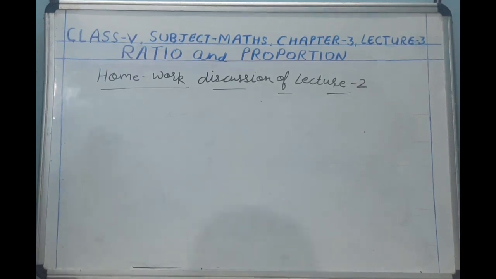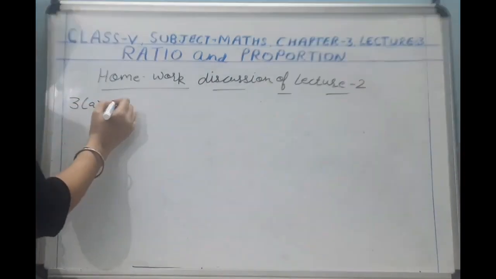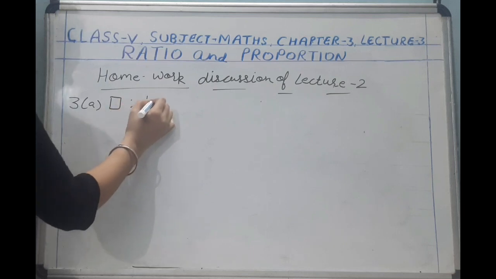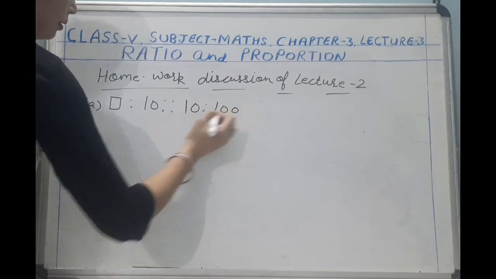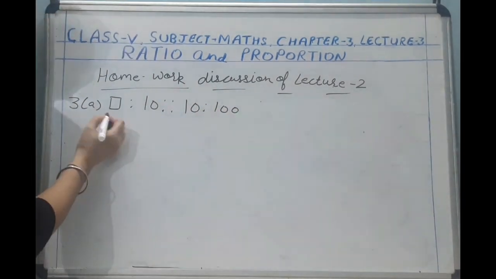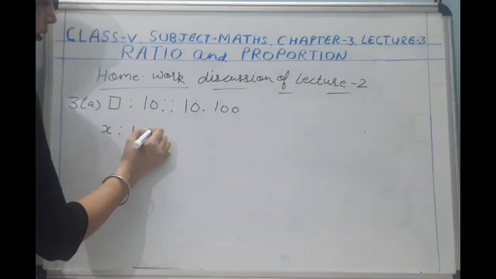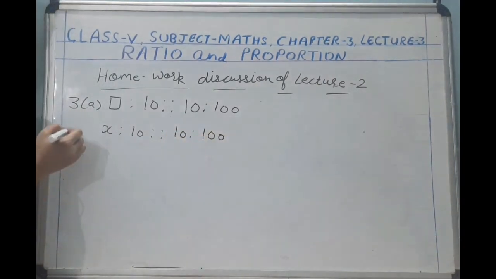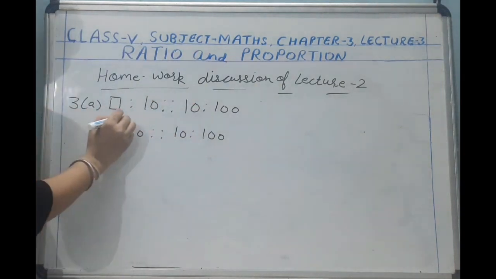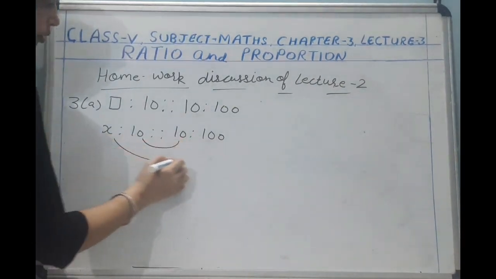Question number 3 was given. Find the missing term. The missing term is ratio 10 proportion 10 ratio 100. So here definitely you have taken, let the missing term be x. So x ratio 10 proportion 10 ratio 100. Before that, definitely there should be one sentence which you have already written: let the missing term be x. Now, you will find out the product of means and product of extremes.